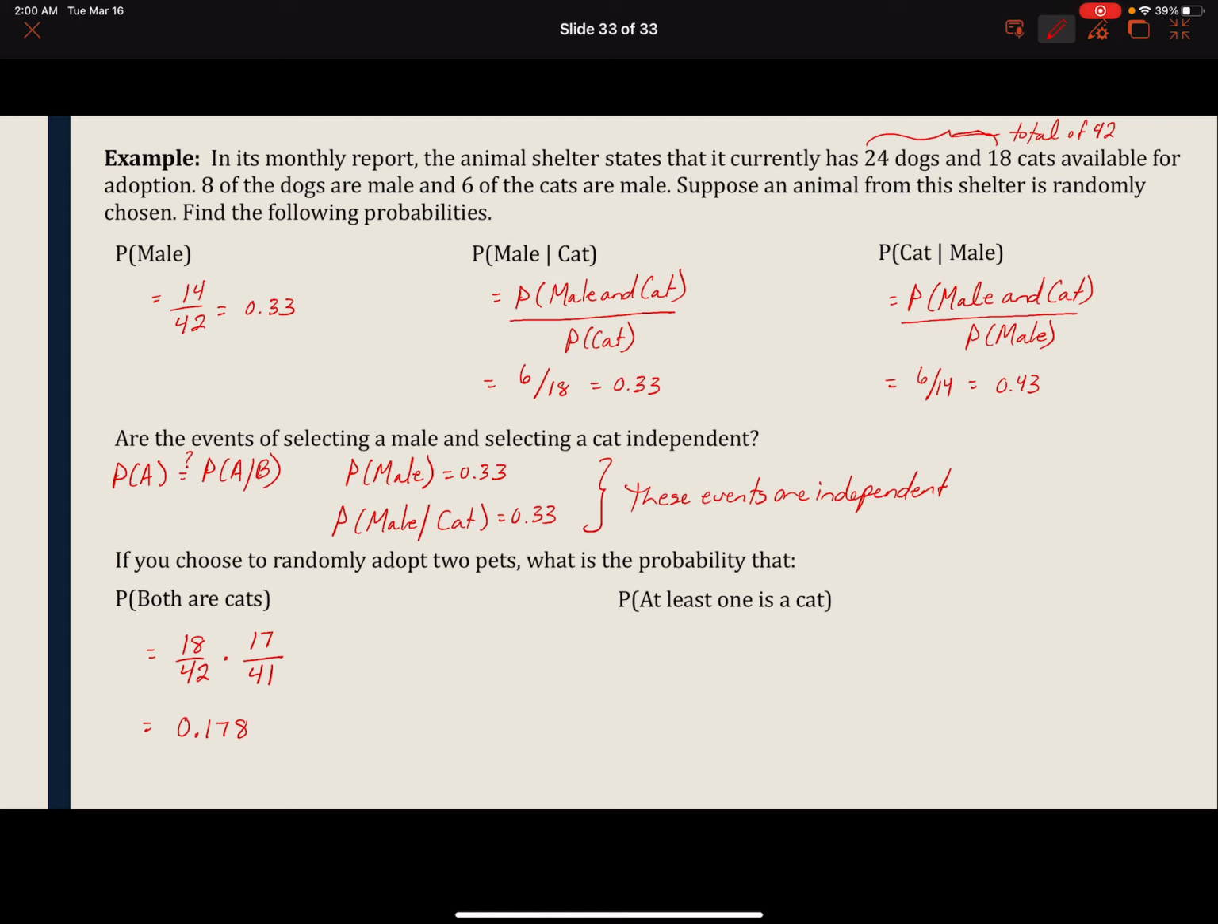And then the last one, what's the probability that at least one of these two pets that you adopt is a cat? Remember, at least one means 1 minus the probability that none are cats. If none are cats, it means that both of them are dogs. So the probability that the first animal is a dog is 24 out of 42. But again, we're not replacing, which means that the probability that the next one is also a dog would be 23 out of 41. If you multiply those together and then subtract from 1, you'll get 0.68.